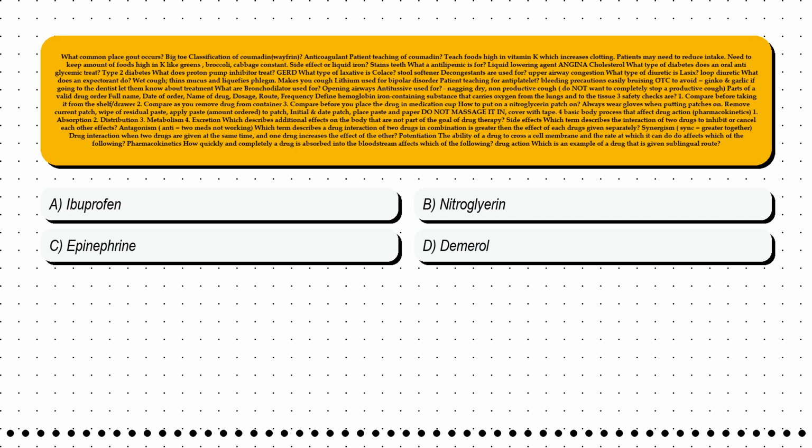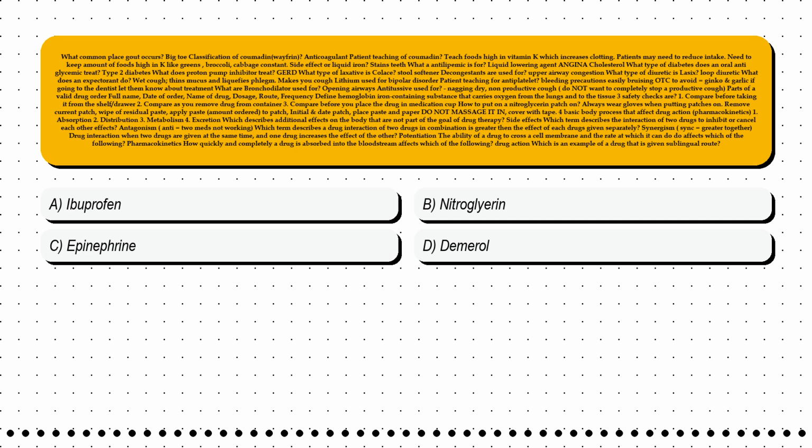What are bronchodilators used for? Opening airways. Antitussive is used for nagging dry, non-productive cough. Do not want to completely stop a productive cough. Parts of a valid drug order: full name, date of order, name of drug, dosage, route, frequency. Define hemoglobin: iron-containing substance that carries oxygen from the lungs to the tissue.